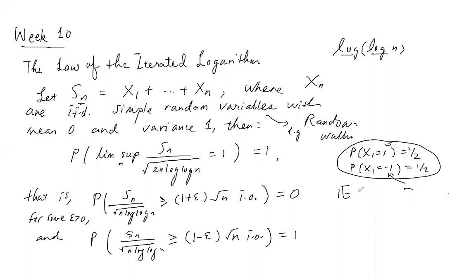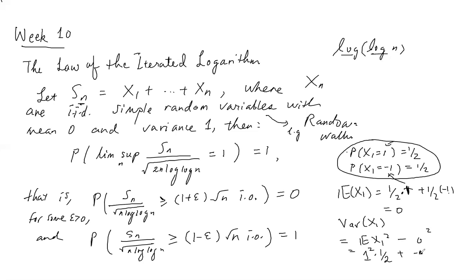Then the expectation of X1 is 1/2 times 1 plus 1/2 times -1, so you get 0. The variance of X1 is the expectation of X1 squared minus 0 squared. So that is 1 times 1/2 plus -1 squared times 1/2, so you get 1.